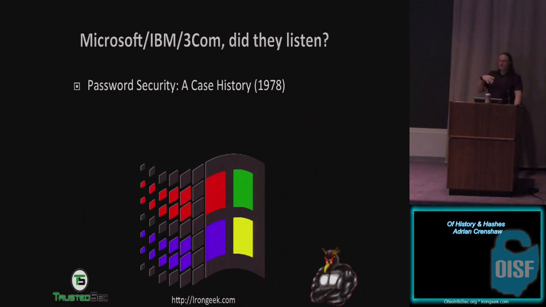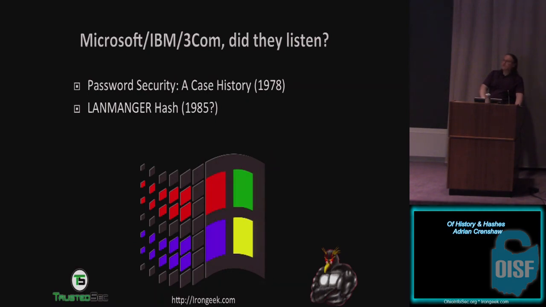Now, Microsoft, did they listen? Or I should say Microsoft, IBM, and Freecom, because when a lot of this stuff was coming about, they were the ones designing it. Essentially, I don't know if they ever read that paper, Password Security: A Case History, because when they were designing LAN Manager, basically those three companies' solution to Novell NetWare, they didn't think to salt the hash. So they created LAN Manager. And LAN Manager is pretty bad.